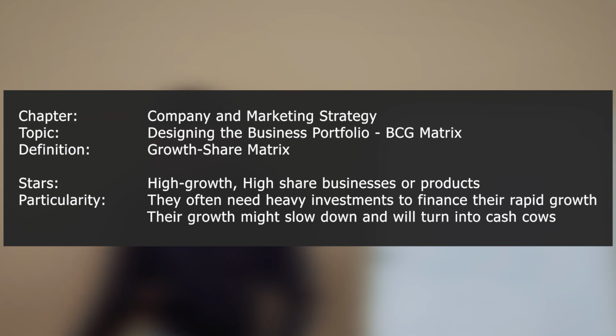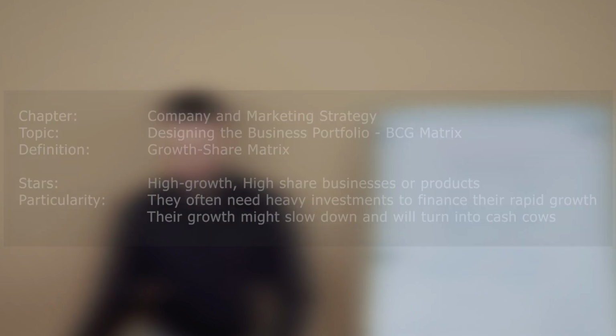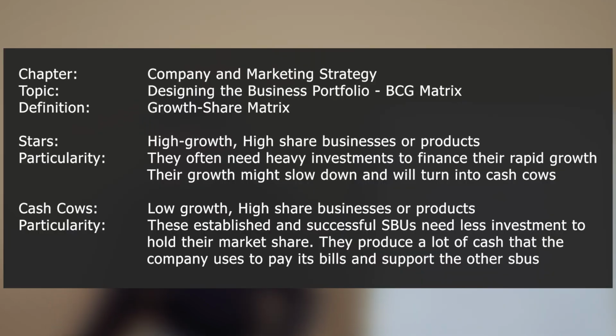Stars are high growth, high share businesses or products. They often need heavy investments to finance their rapid growth. Eventually, their growth will slow down and they will turn into cash cows. The cash cows are low growth, high share businesses or products. These are established and successful SBUs that need less investment to hold their market share. They produce a lot of cash that the company uses to pay its bills and support the other SBUs.